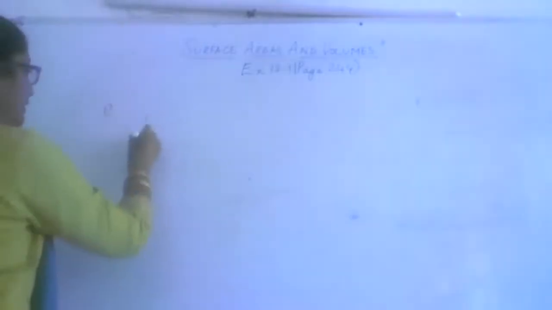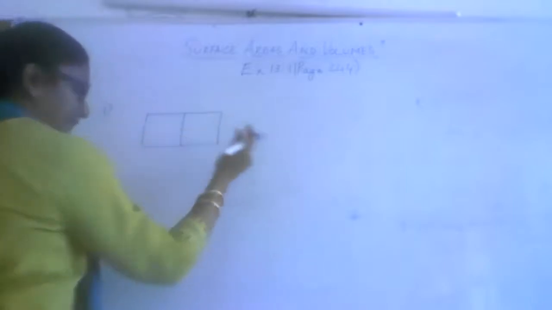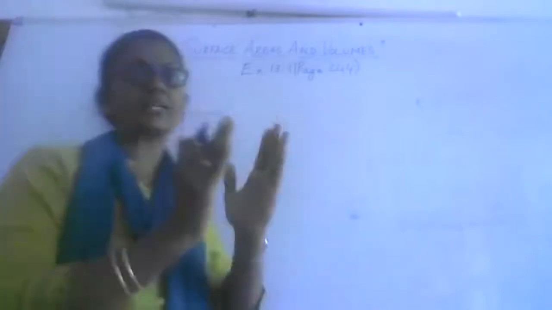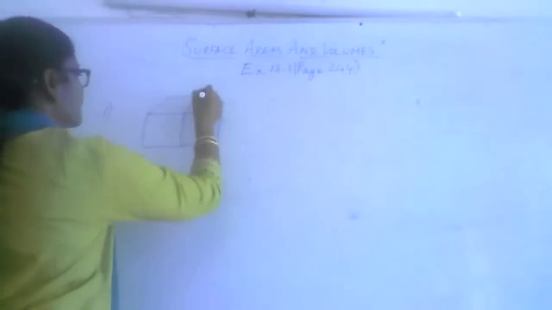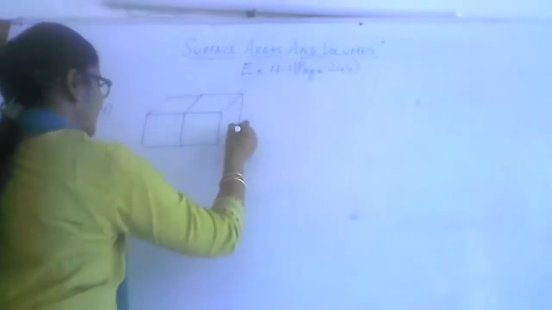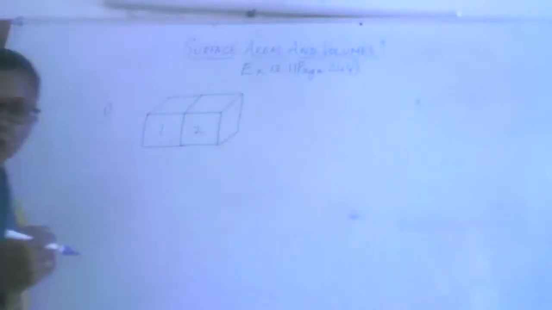So there are two cubes which are kept end to end. What do you mean by end to end? They are adjacent to each other. That means there is no gap between the two cubes. So when I'm talking about the cubes, it's placed something like this. So this is how the two cubes are placed. This is the first cube and this is the second one. I hope you are able to see the cubes.